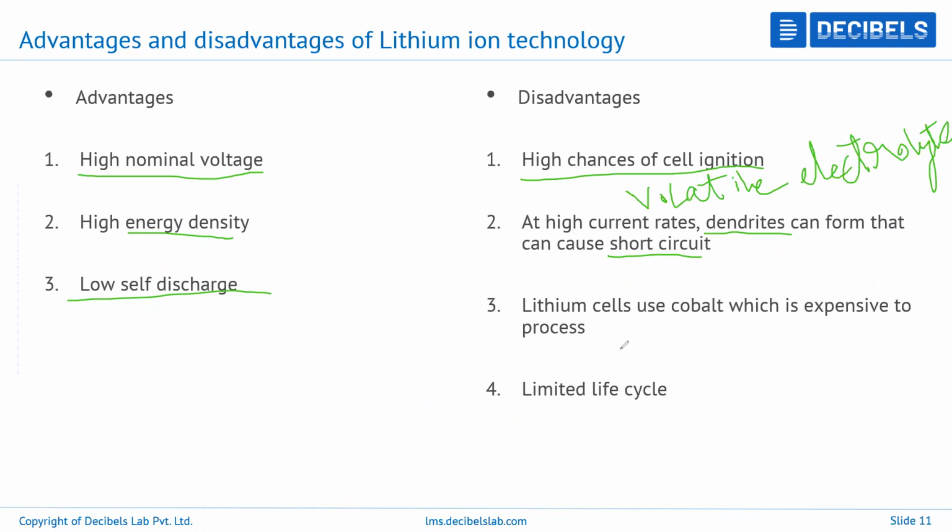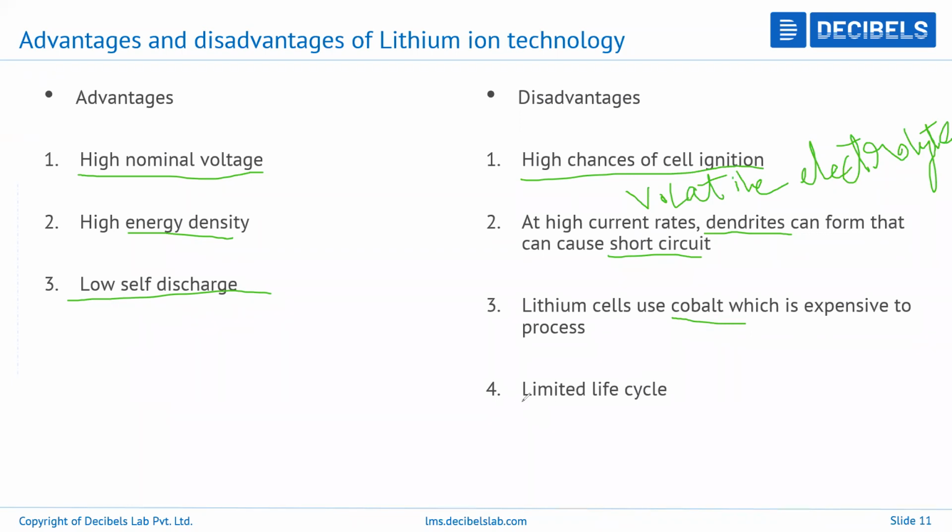Another problem, in terms of manufacturing and processing, is that cobalt is used. Cobalt has to be used within lithium-ion cells, and it is extremely expensive to process, mine, manufacture and transport, because cobalt is a rare earth element. It is not commonly available, so it has to be taken from a very deep portion of the earth. For that reason, lithium-ion cells are generally a little more expensive compared to other types of batteries in the market.